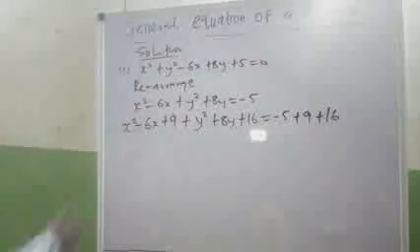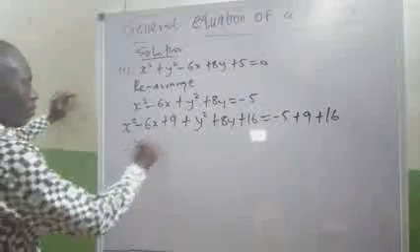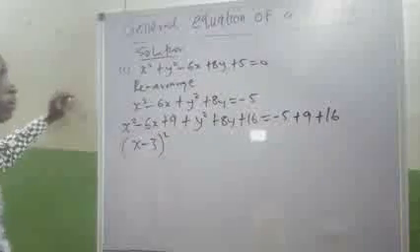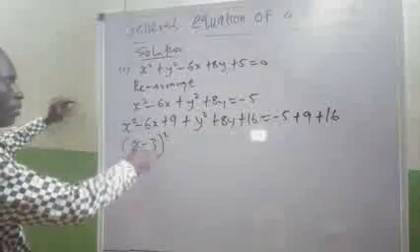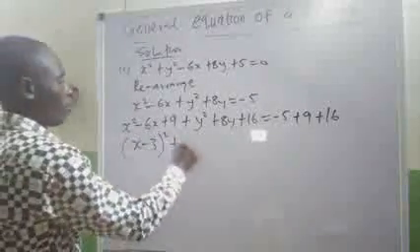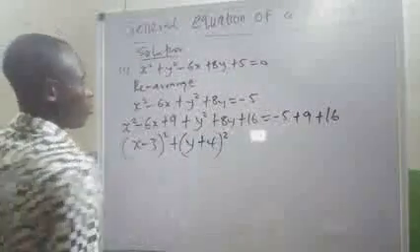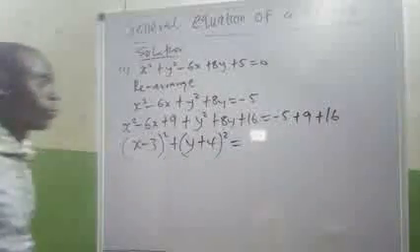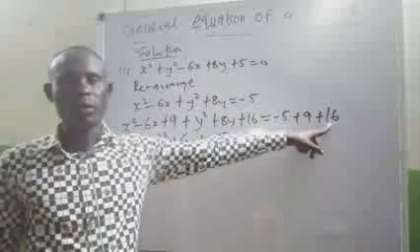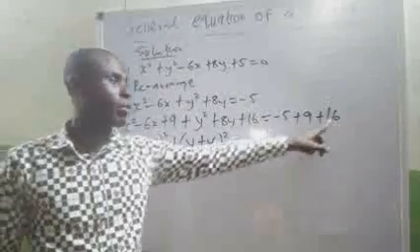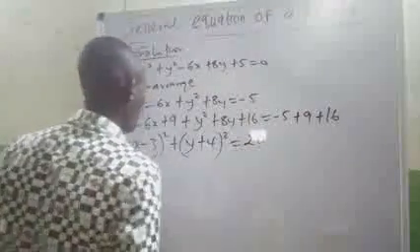So this will give us, if you factorize, s minus 3 all square. So that minus 3 times minus 3 will give you 9, and minus 3 plus minus 3 will give you minus 6. Plus y plus 4 all square. This will be equals to 9 plus 16 is 25, minus 5 is 20. This will be equals to 20.